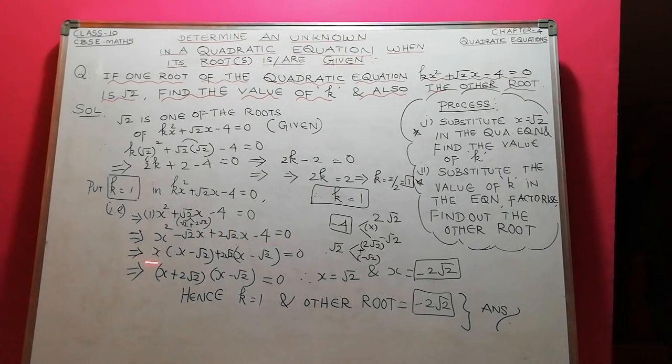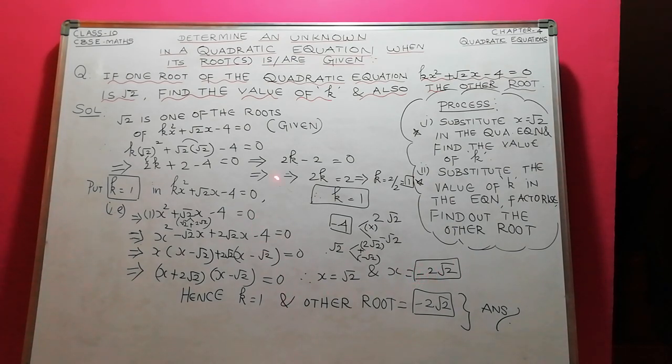On factorization, taking out the common factors, you are getting x plus 2 root 2 and x minus root 2 as the two factors, and the product of the two factors is equal to 0. When you equate x minus root 2 equal to 0, that is x equal to root 2, which is already given in the question. So the other root we want is from x plus 2 root 2; when you equate it to 0, you are getting x equal to minus 2 root 2.